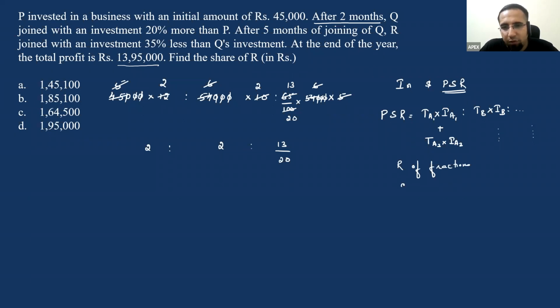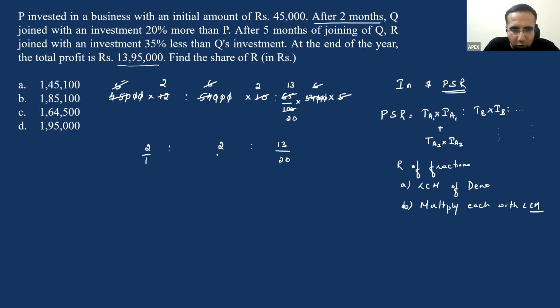Now, in ratio of fractions, just to revise the concept, we first take the LCM of denominators. And then we multiply each ratio with the LCM. Clear? So therefore, the ratio is 2 by 1, 2 by 1, and 13 by 20, and the LCM is 20. So I multiply this by 20, this by 20, and this by 20. So our simplified form becomes 40 is to 40 is to 13. Now the share of R here becomes 13 divided by 93.